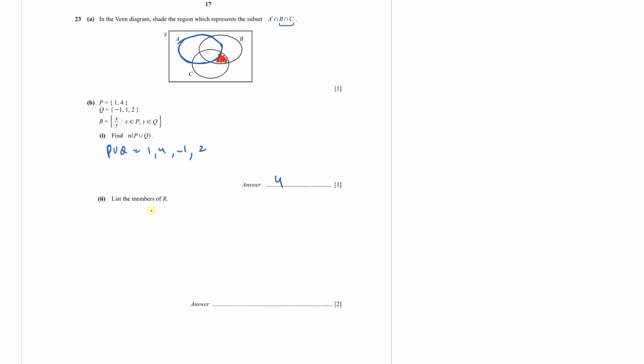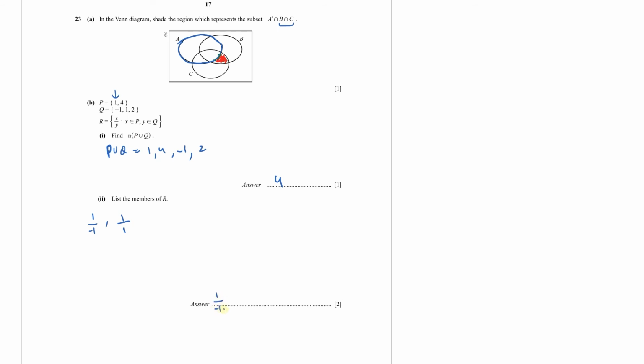List the members of R. So R is what? X over Y, where X belongs to P and Y belongs to the set Q. So we have to find all the possible combinations of these elements. Let's start with this P value 1. If X is 1, then the possible values of Y are -1, 1, and 2. So 1 over -1, then 1 over 1.